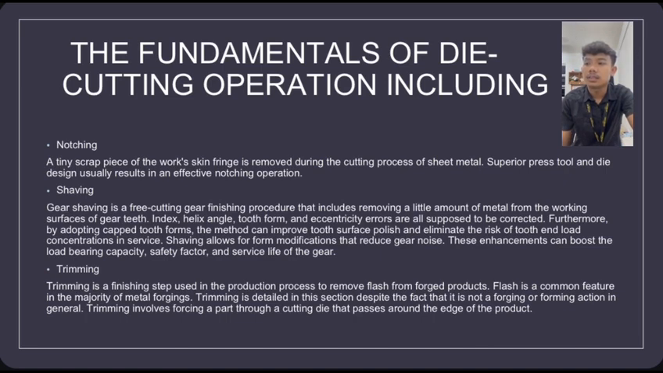And last, trimming. Trimming is a finishing step used in the production process to remove flash from forged product. Flash is a common feature in the majority of metal forgings. Trimming is detailed in this section despite the fact that it is not a forging or forming action in general. Trimming involves forcing a part through a cutting die that passes around the edge of the product.